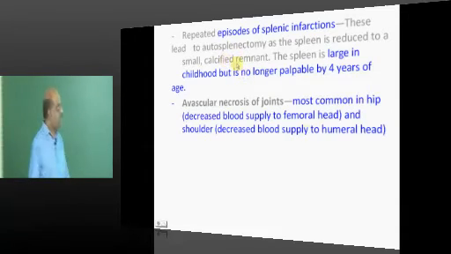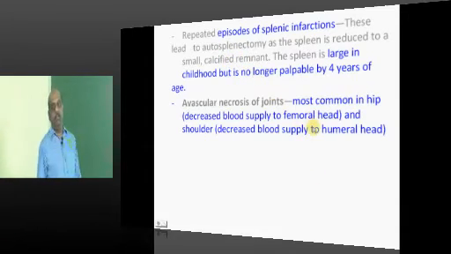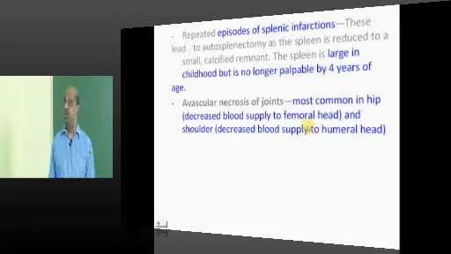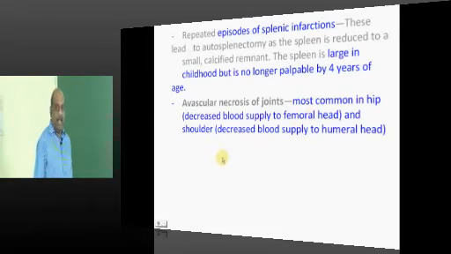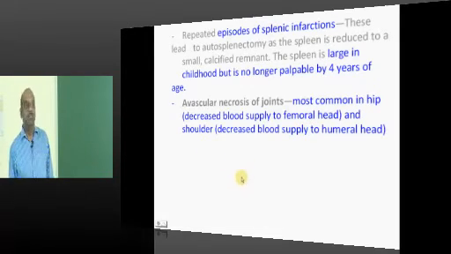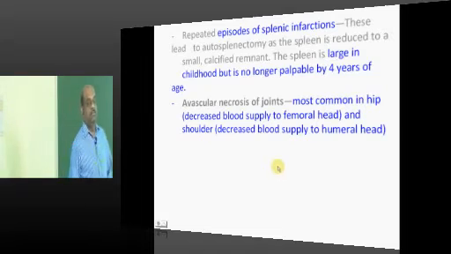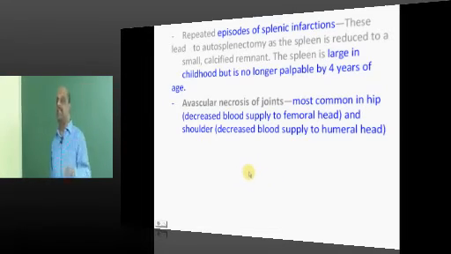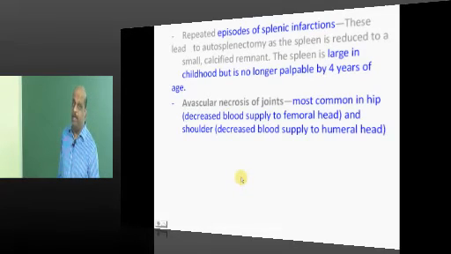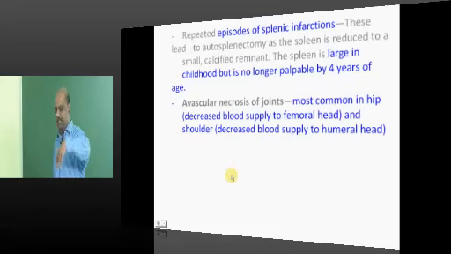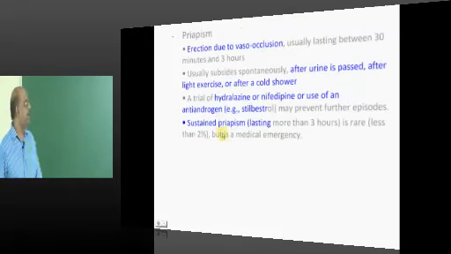There can be repeated splenic infarctions with autosplenectomy by the time the child reaches about 4 years of age. Avascular necrosis of the femur, of the hip. One of the causes is sickle cell anemia. What are the other causes, doctor? Those who receive corticosteroid therapy. Avascular necrosis is very common. There is a big list. We will take it up in orthopedics anyway.